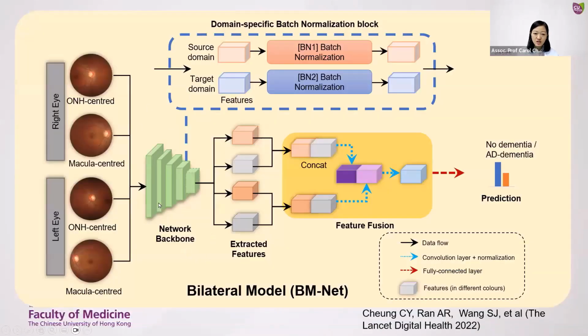So we designed the deep learning model to integrate AD-related retinal features from multiple retinal photographs from both right eye and left eye, and from both optic disc center and macular center fields, and use novel deep learning methods to integrate information from each study subject and predict no dementia and AD dementia.